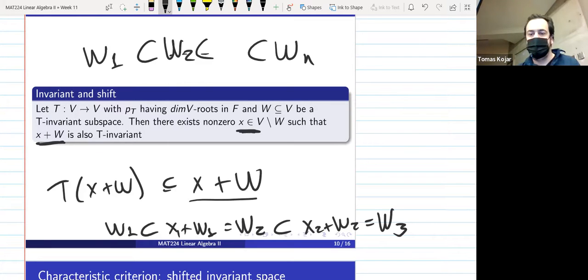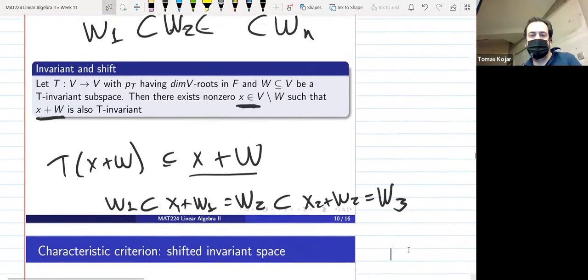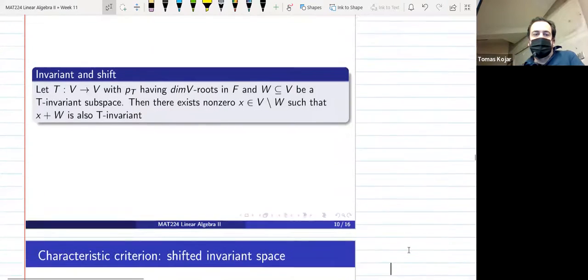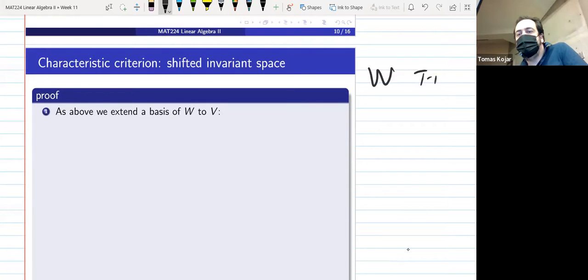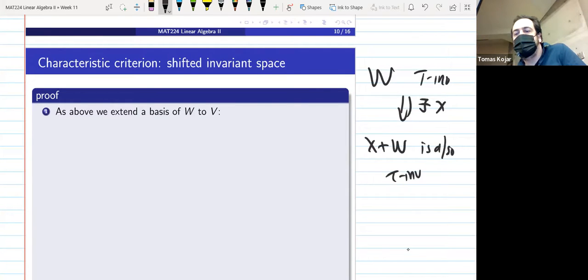Okay. Right. Let's go. So again, let me repeat. We have this guy is T invariant. We will prove that there exists X so that X plus W is also T invariant.